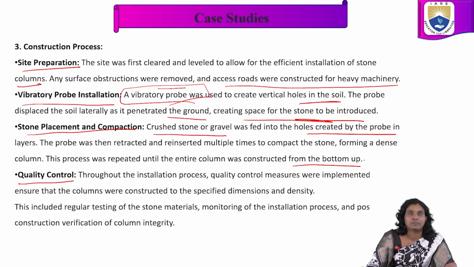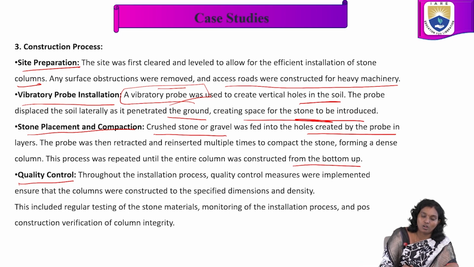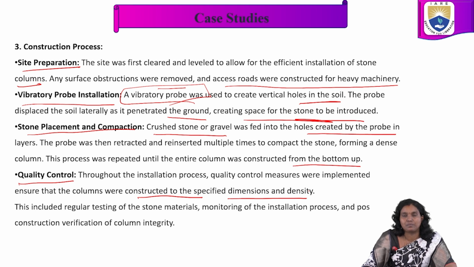In quality control, as part of the construction process, throughout the installation process, quality control measurements were implemented to ensure that the columns were constructed to the specified dimensions and density.